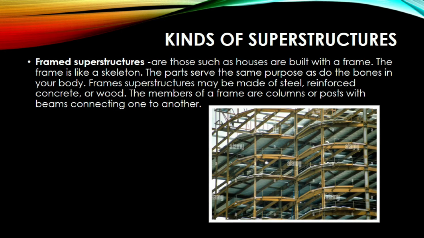And the last kind of superstructure is the frame superstructure. These are those such as houses built with a frame. The frame is like a skeleton. The parts serve the same purpose as the bones in your body. Frame superstructures may be made of steel, reinforced concrete, or wood. The members of a frame are columns or posts with beams connecting one to another.